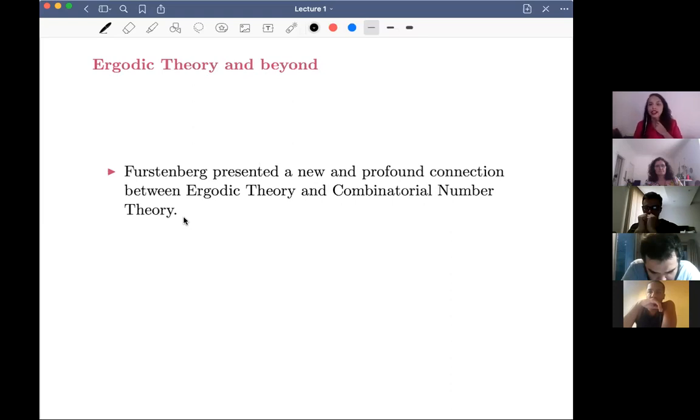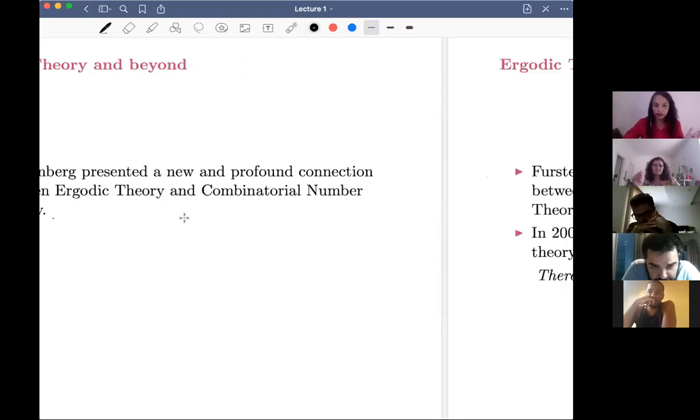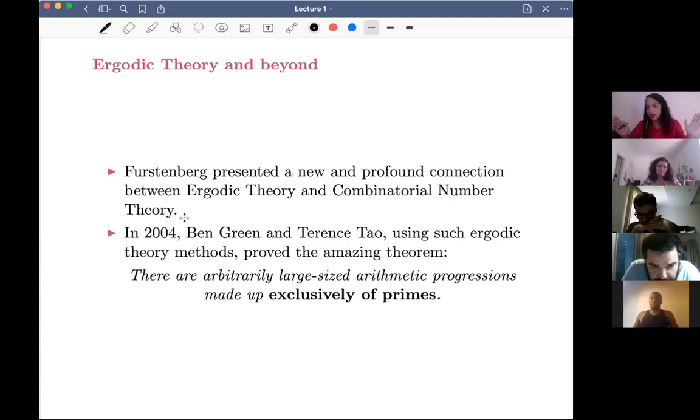Well, even like this, not everyone was happy, saying it's a new proof, but of a thing that we already have a proof. The proof of Furstenberg extended a bit the result of Szemerédi, but still, it was not completely new. But then in 2004, anyone that was complaining had to shut up, because Terence Tao and Ben Green proved an amazing theorem. They proved that there are arbitrarily long arithmetic progressions that are made exclusively of primes.